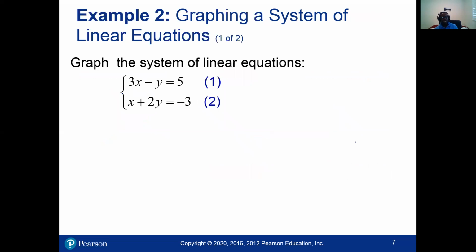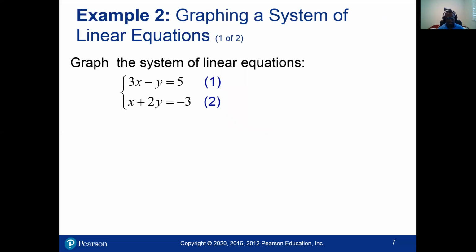All right, so first, let's look at this system of equations. It is linear: 3x minus y equals 5, and x plus 2y equals negative 3.